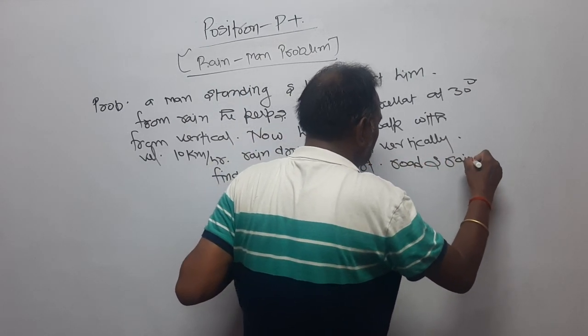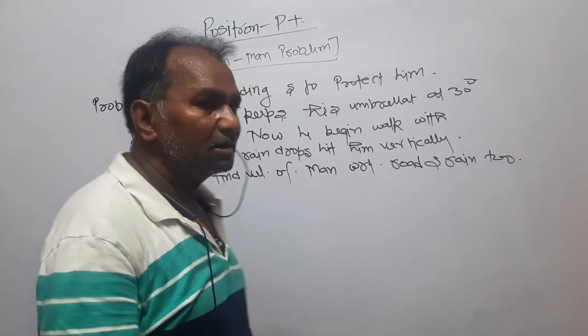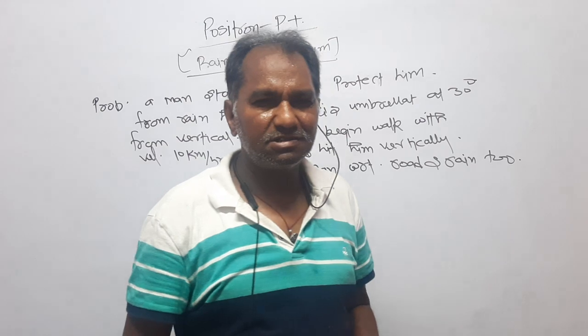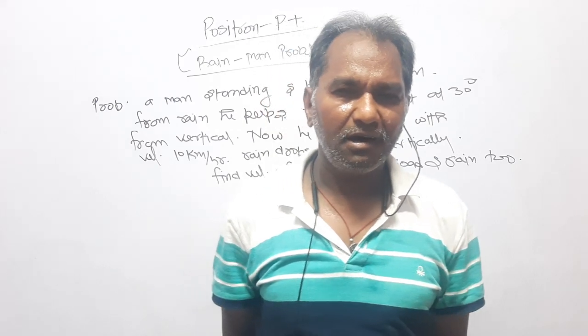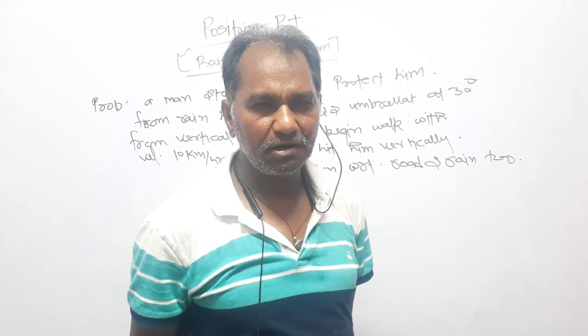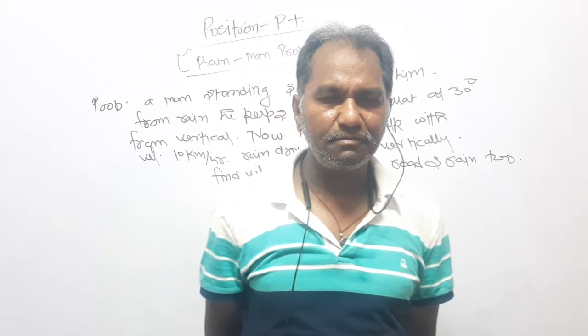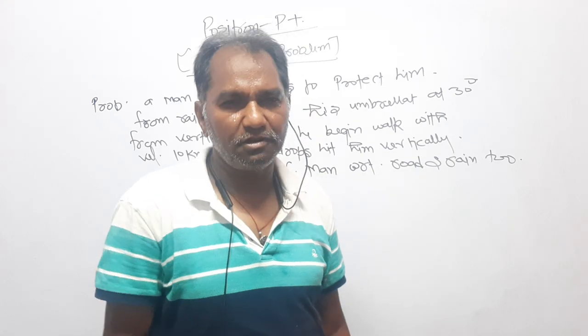This is the question in short: when a man is standing, in order to protect himself from the rain, he has to keep his umbrella at 30 degrees, and after that he begins to walk with a velocity of 10 km per hour. Now the raindrops hit him vertically. Find out the velocity of rain with respect to the man and the velocity of rain with respect to the road or ground.